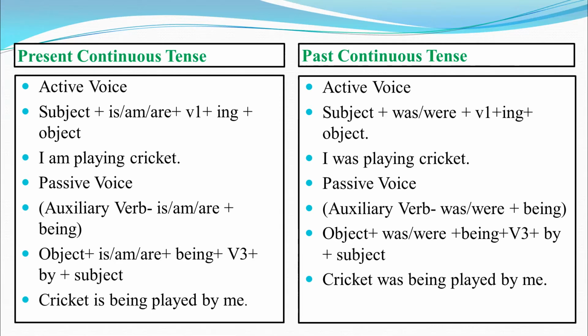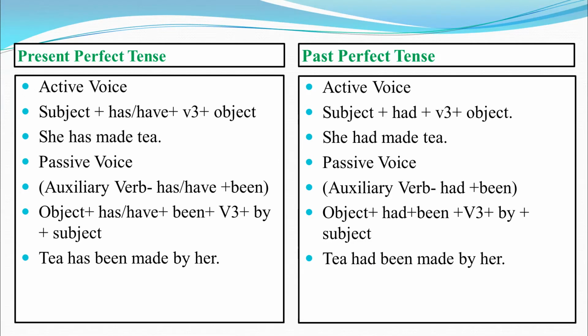Now come to the perfect tense. Present perfect tense. The structure of active voice is subject plus has or have plus third form of verb and then object. For example, she has made tea. And structure of passive voice is object plus has or have plus been plus third form of verb plus by and then subject. For example, tea has been made by her.